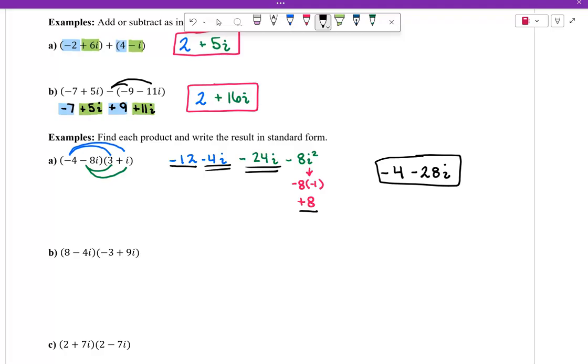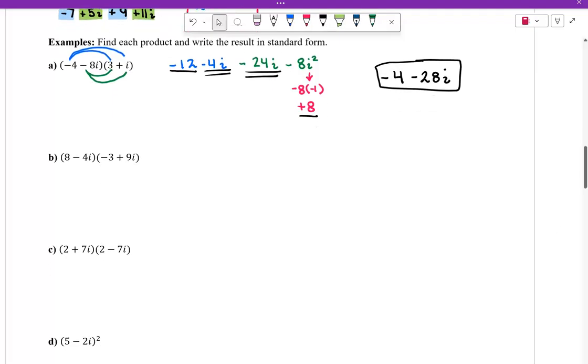Okay, and you guys are more than welcome to pause the video, see if you can work some of these out, and see if you get the same answers that I do. Okay, so again here, we're going to distribute that 8 to everything in the back. So we get a negative 24 plus 72i.